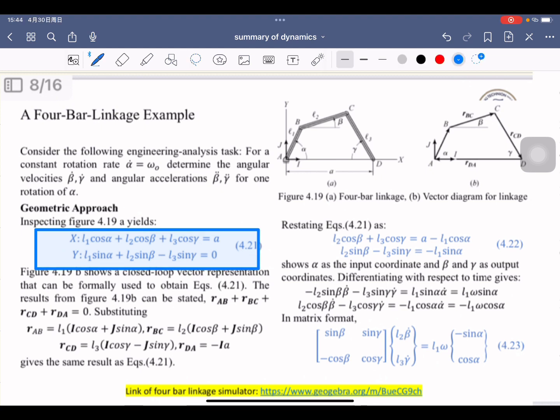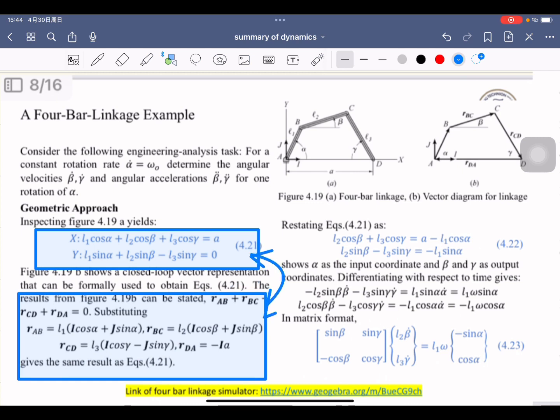Figure 4.19 shows a closed loop vector representation that can be formally used to obtain equations 4.21. And the results from figure 4.19b can be stated as RAB plus. It is another way for you to get the resultant vector. Okay, you can choose one, but I will always choose this one.